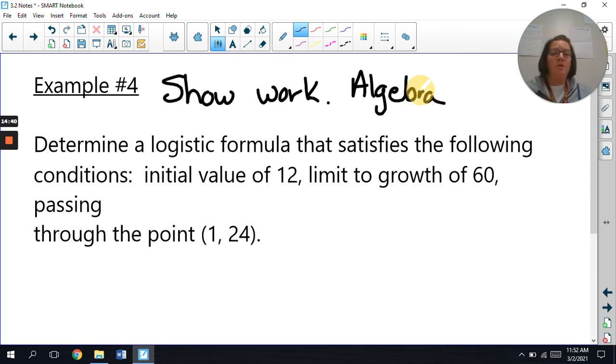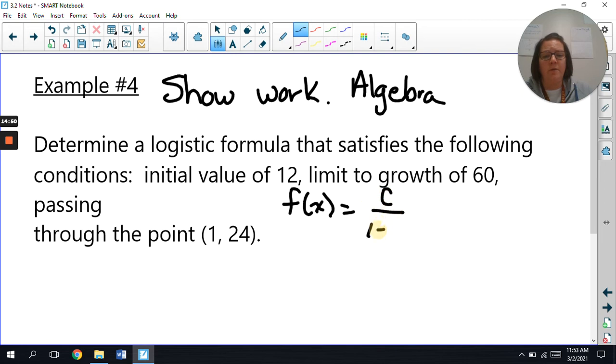Okay, so now remember there are two forms of logistic formula. When you're asked to do this problem, you are going to use this form: c over 1 plus a times b to the x. Again, if you do the regression function in your calculator, it will give you the base e form, but this is the one you use if you're doing your algebra.